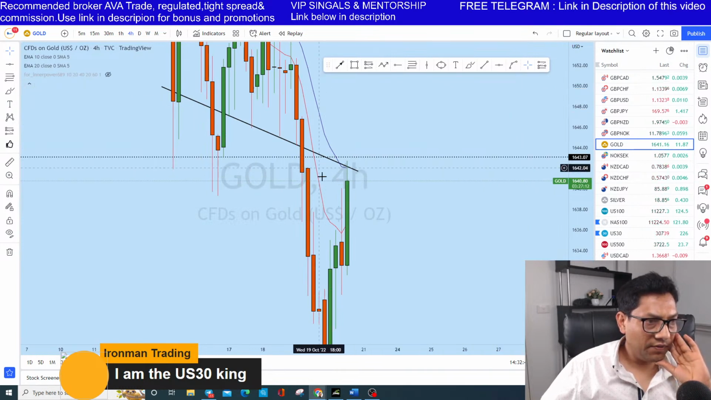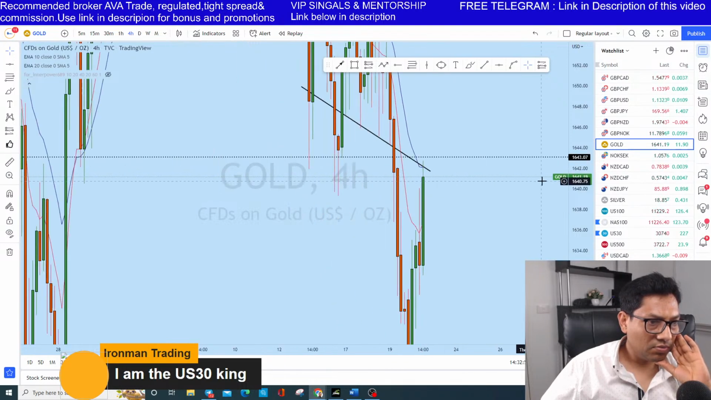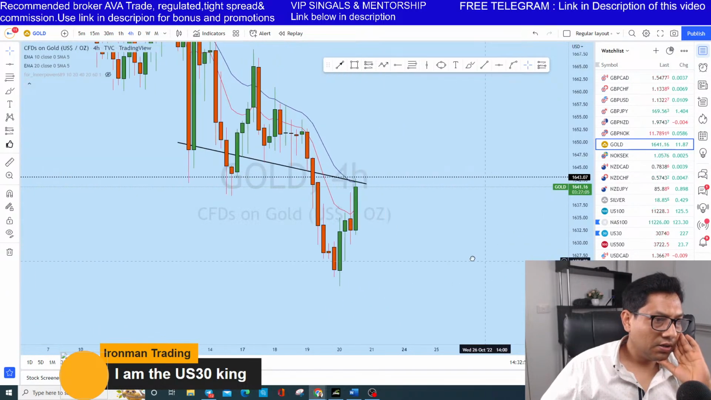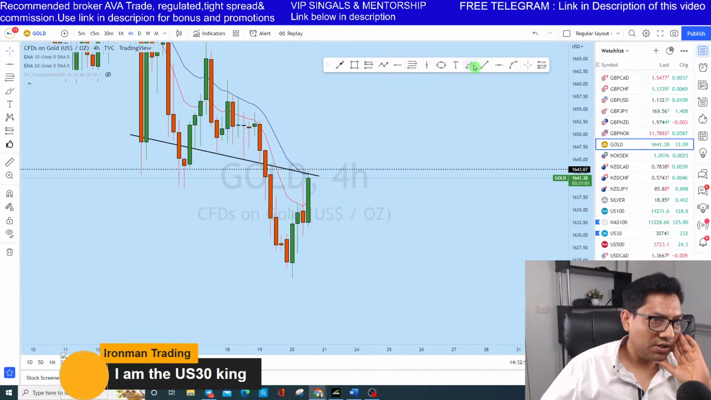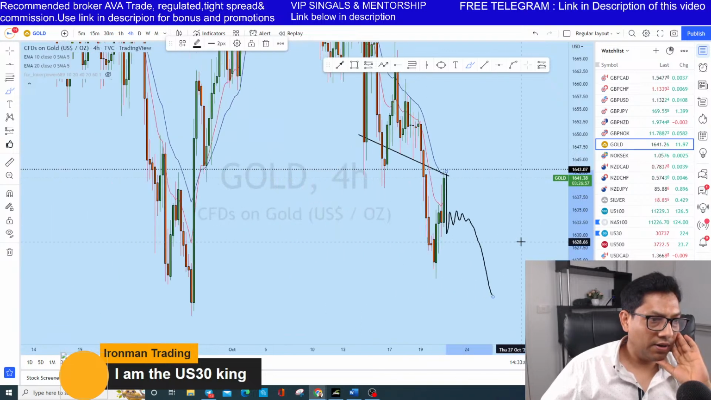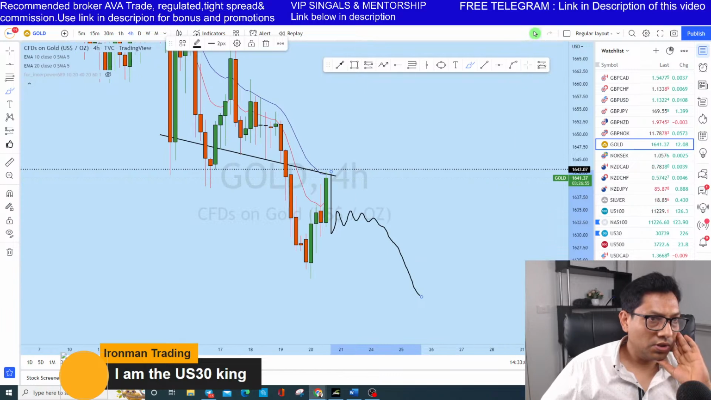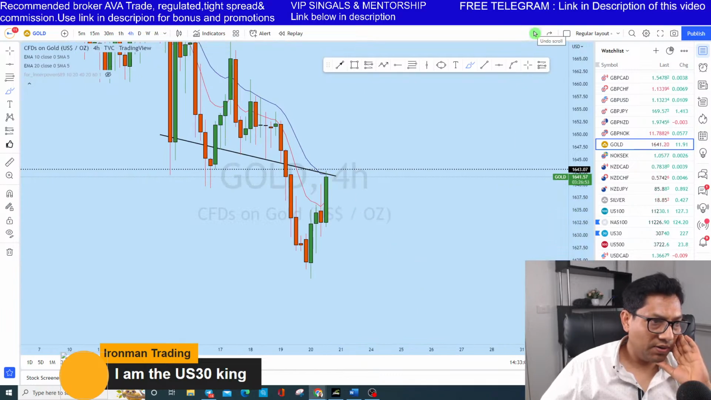I think that if this one respects this resistance, we could potentially see some drop on gold. If this one respects, maybe we could see a drop and then probably a head and shoulders and then coming down, something like that. We'll see what happens, but the market is extremely volatile now.